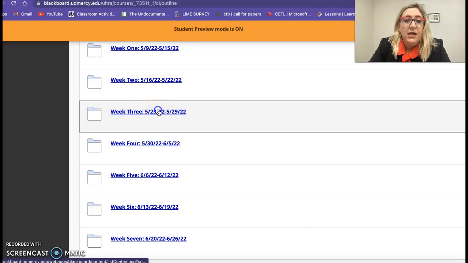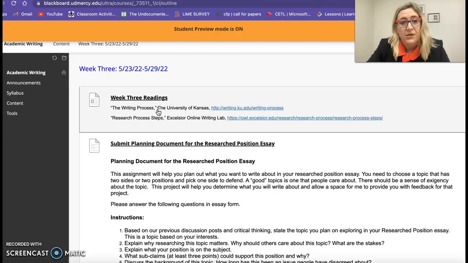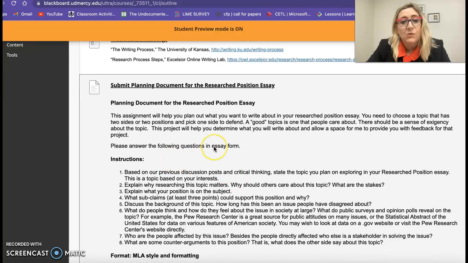So in week 3, as noted, we're starting a couple of important assignments. We're doing some readings on the writing process, and here are some step-by-step directions that you can study, think about, and reflect upon. You'll be submitting this research essay planning document by the end of the week. Remember, I reminded you of those directions in week 2, so hopefully you've been thinking about this for a little while.